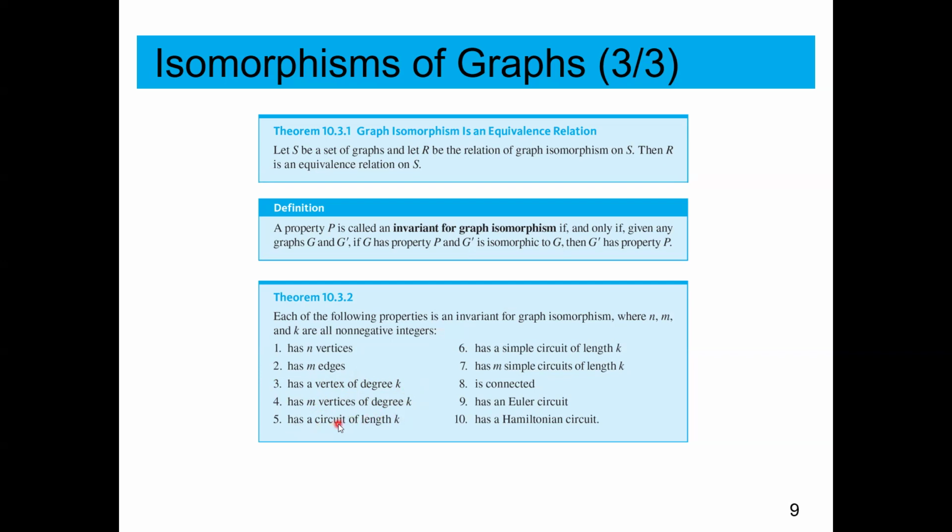It has to have a circuit of length k or a simple circuit of length k. In other words, if it has a circuit of length k in G, it has one in G prime. Same thing for a simple circuit and the number of simple circuits. Is it connected? Well, that's an easy one. If it's not connected, then we just throw it out. Is it Eulerian or is it Hamiltonian? Those are two really important things.